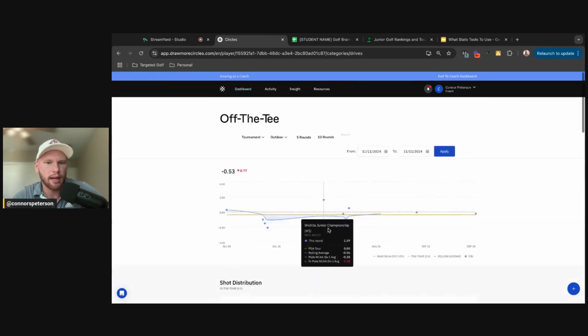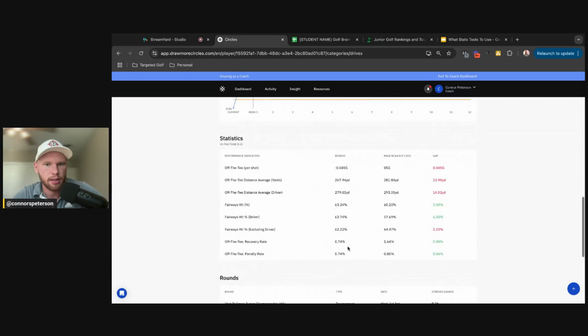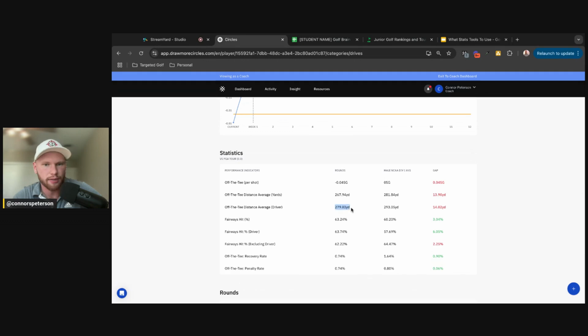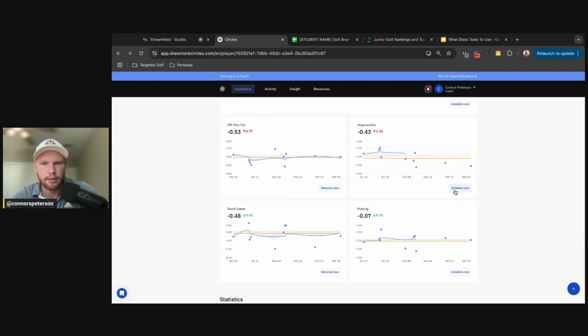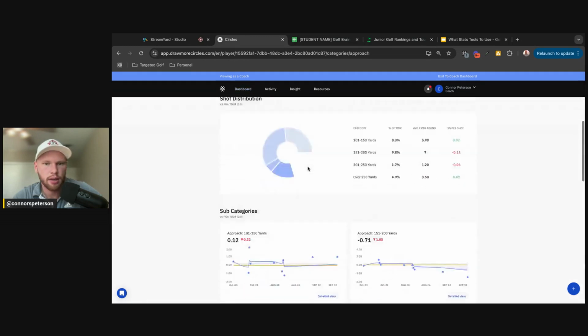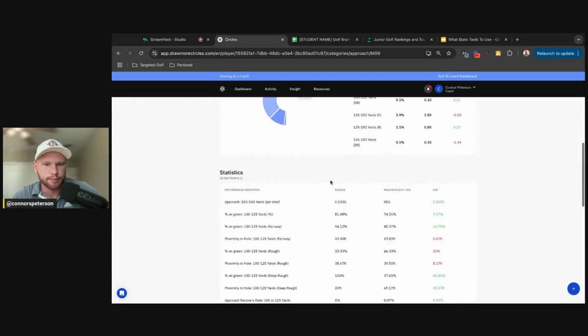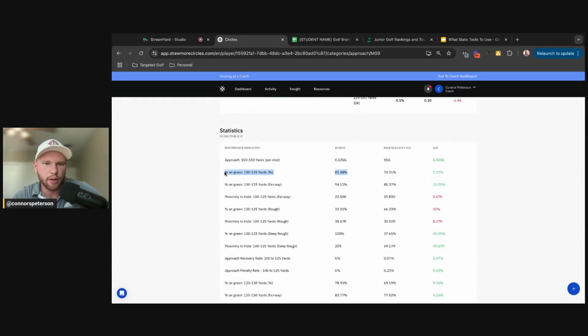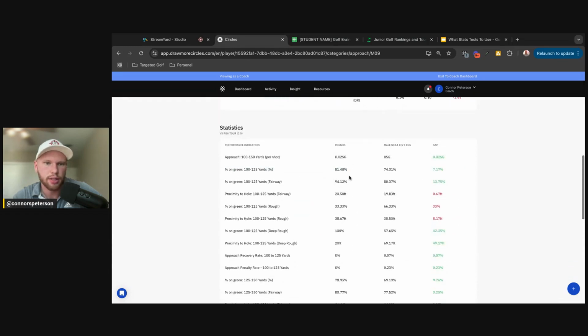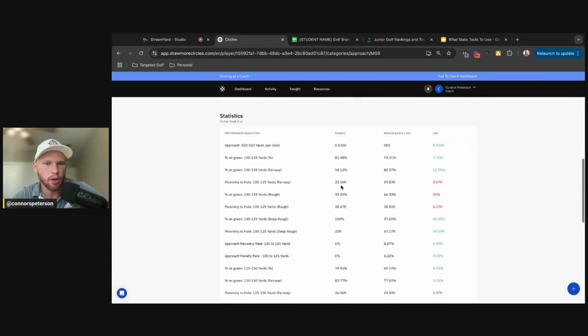Now, if we're going to drill down, you guys would have just seen this as well. You're going to have your penalty rates. You're going to have your fairways hit and so on and so forth, divided by the different club being hit. You're going to have your distance off the tee. And then moving over into approach shots, each one of these is going to have the off the green or on green percentage marked for each one of these.